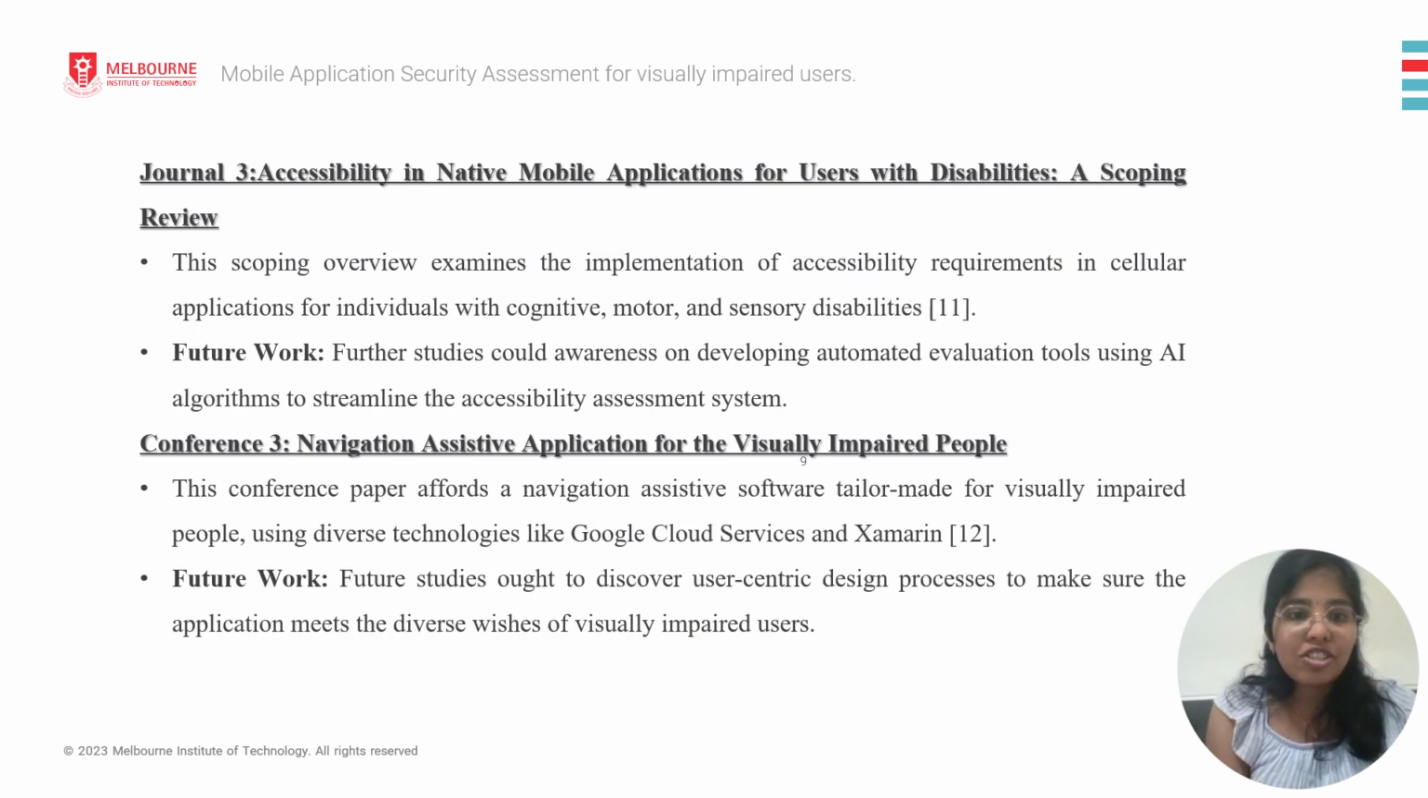Here are my Journal 3 and Conference 3 papers, which are regarding accessibility in native mobile applications for visually impaired users and also navigation assistive applications for blind users. Journal 3 future work mainly focuses on developing automated evaluation tools using AI algorithms, and the Conference paper future work is to use a user-centric design process to make sure the application meets the needs of visually impaired users. Now the next slide is continued by Gayatri.